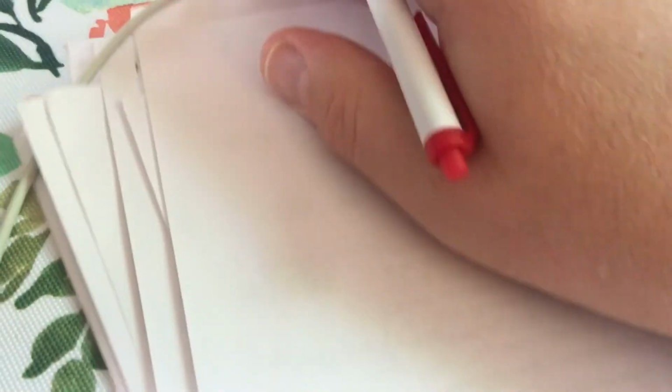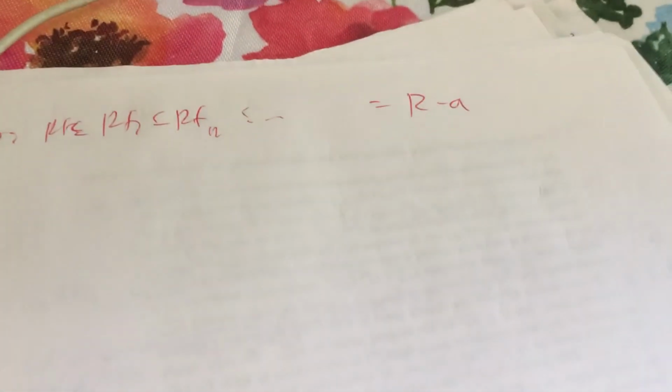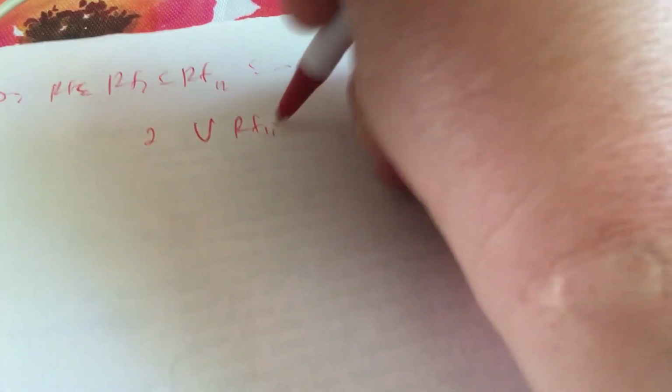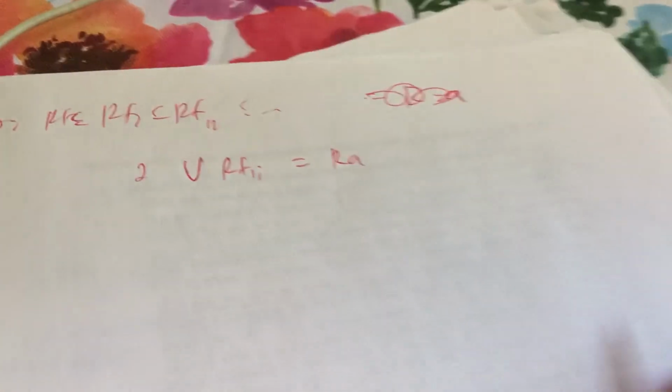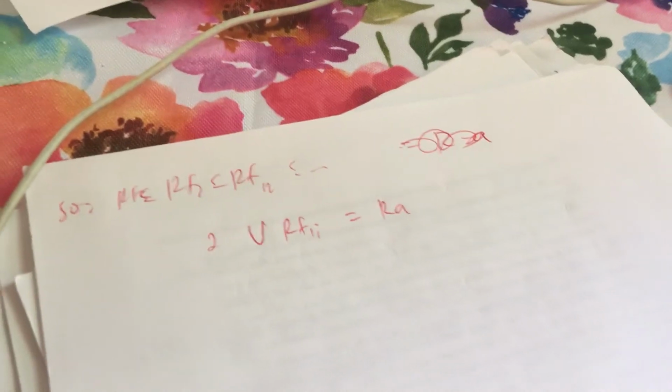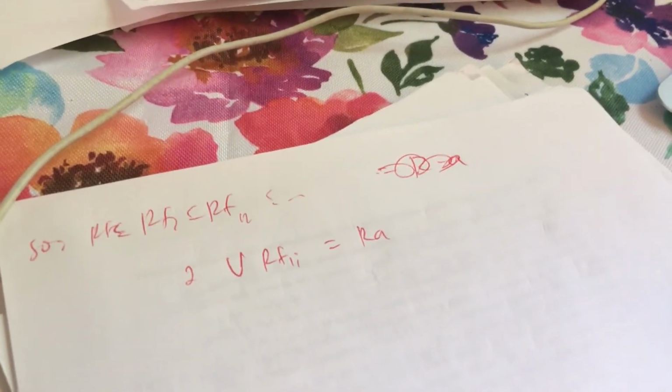So RF contained in RF1 contained in RF12 and so on, the union is actually equal to R times A for some A. The union of the RF1i is equal to R times A. So in fact, all of these RF1i are contained in RA for a single A.